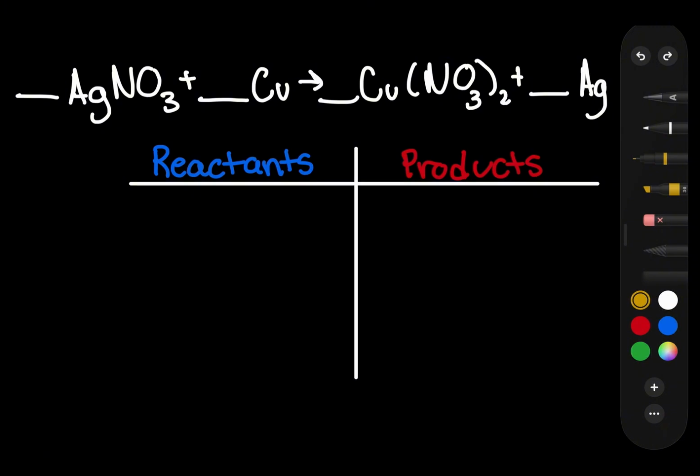So first we start off with our elements. We have silver, nitrogen, oxygen, and copper. These are the elements that are in both the reactants and the product side. So we can just write them down: Ag, N, O, and Cu.